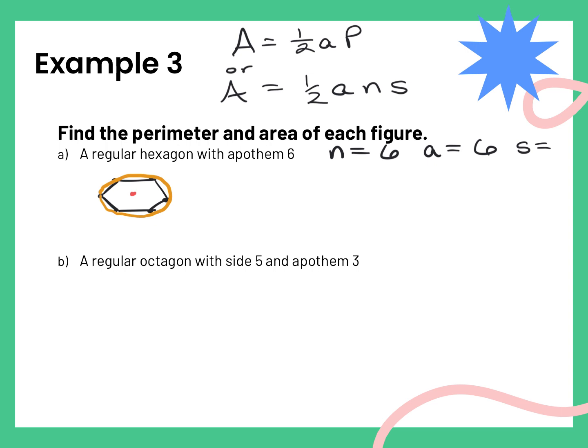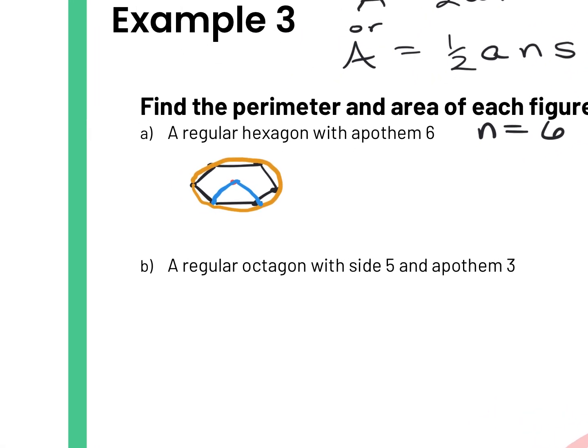But I'm going to draw in my 2 radiuses, or my radii, to form my central angle. So the blue are my radii. Now I need to find the measure of this central angle here. So I'm going to take 360, divide it by the number of sides, which is 6, and I get 60 degrees. So the measure of my central angle here, up at the tippy top, is 60 degrees. I'm going to pull this triangle out. So right now, I have a 60-degree angle up here.